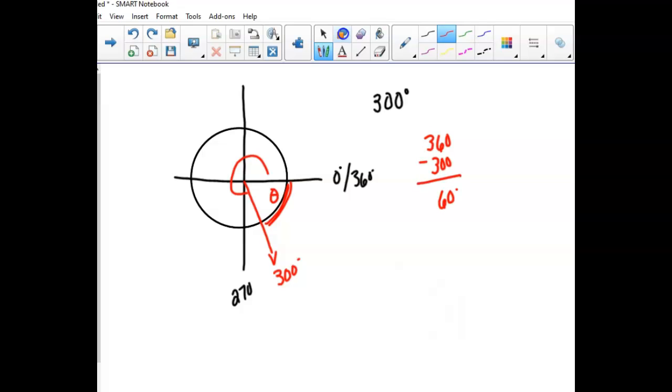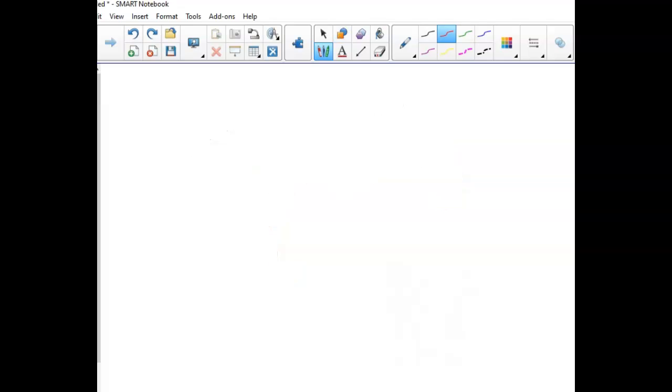Is that okay? And if it's in the first quadrant, then you don't have to do anything. So if we had 20, 40, 45, 80, you don't have to worry about it. And if it's on the axis, like 90 or 180, you don't have to worry about that either. So I'm going to give you all a couple of these to try.